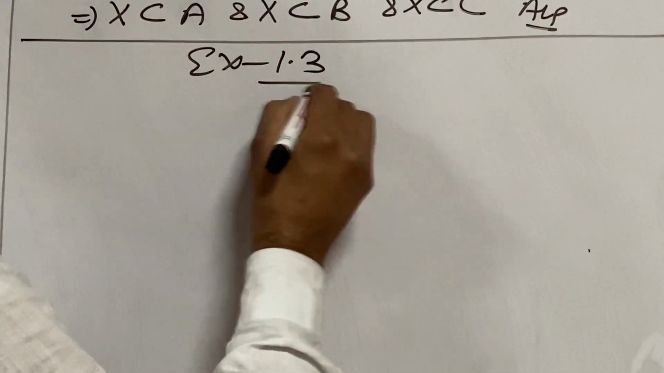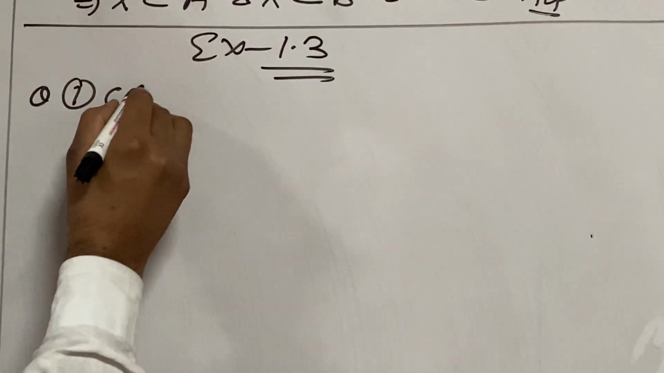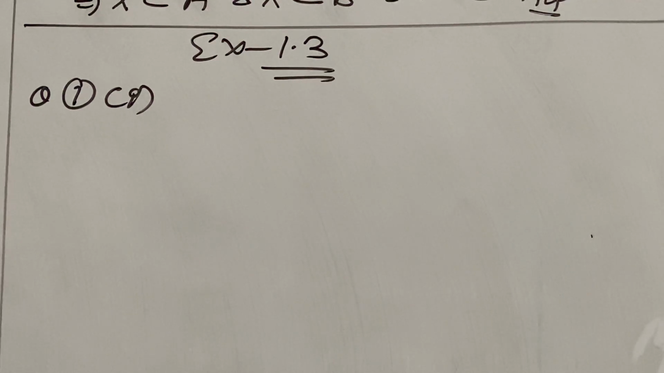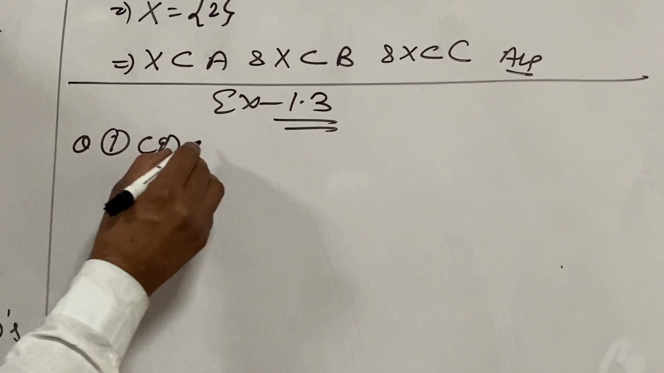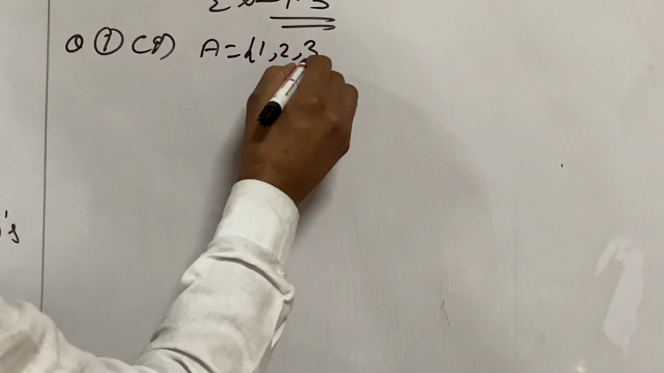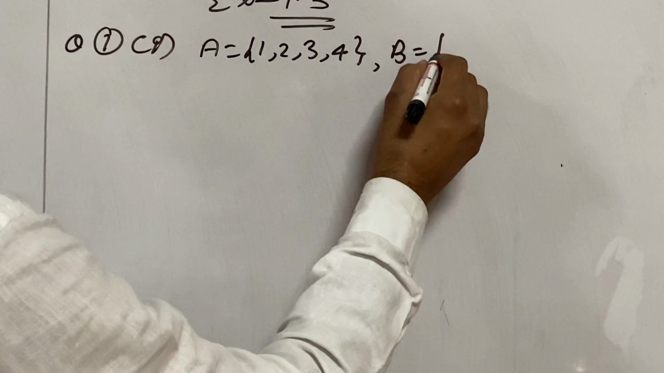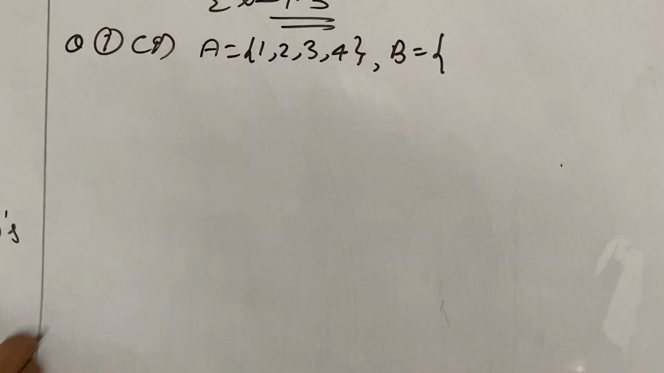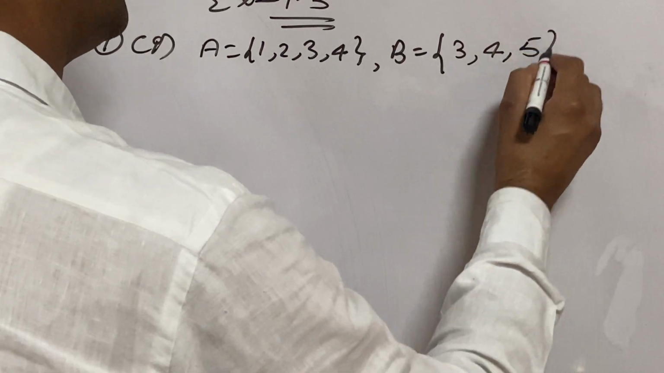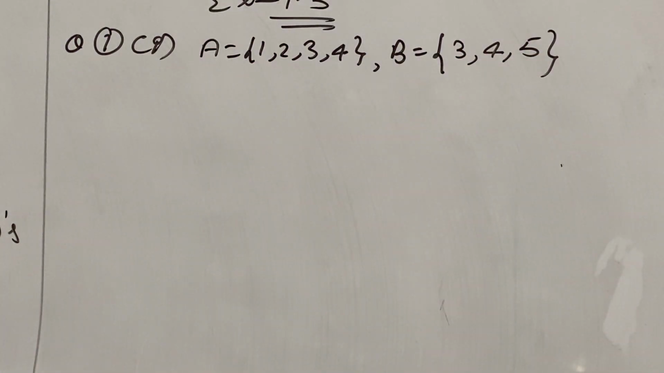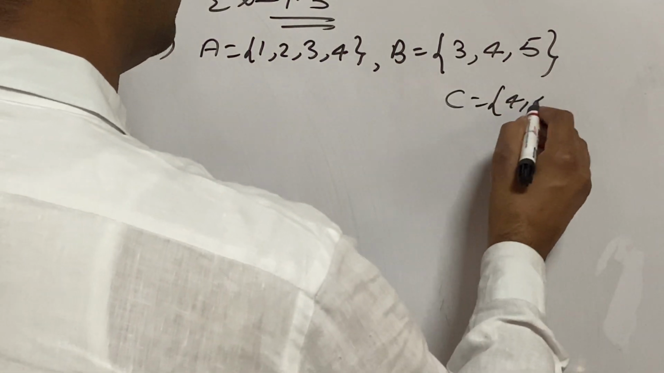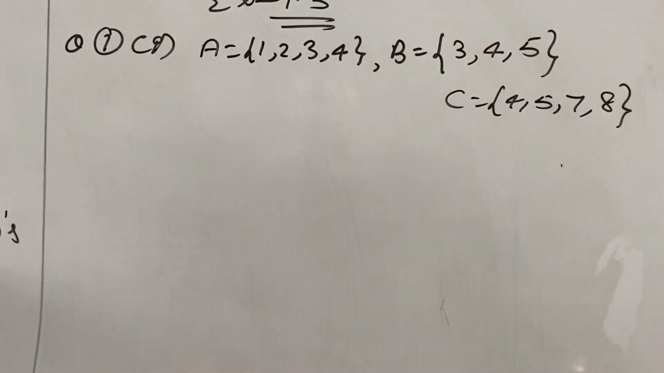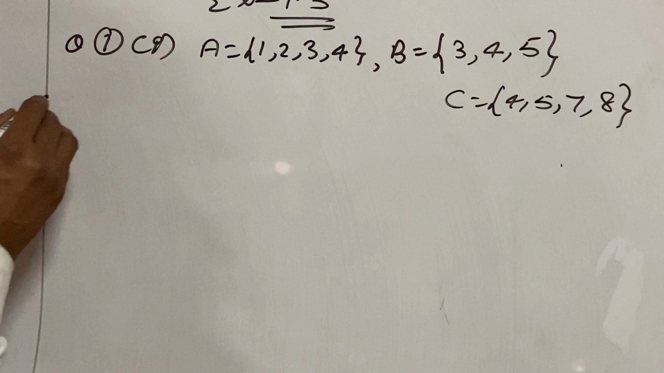Exercise 1.3, question number 1, first part. A is 1 2 3 4, B is 3 4 5, and C is 4 5 7 8. Then we have to find out, first, A intersection B.